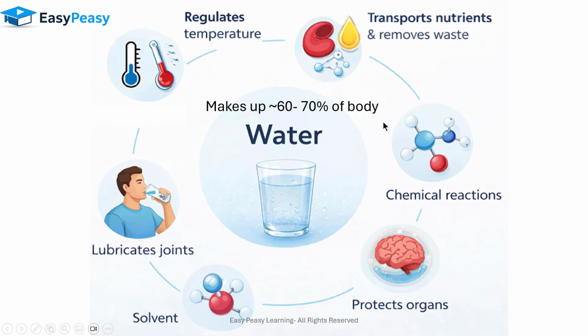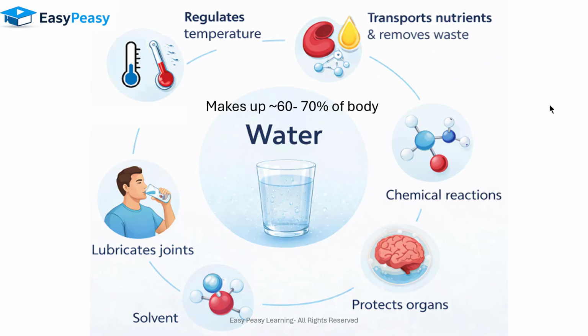Water makes up 60 to 70% of our body weight, and it has many different functions. For example, it regulates our body temperature by sweating, it transports nutrients in the blood and removes waste in the form of urine, it helps in chemical reactions, it protects organs, it acts as a solvent, and it is also present in our joints. For example, in the synovial joint, it is present in synovial fluid that helps reduce friction when we move our bones and joints. And there are many other functions that are not shown in this picture.